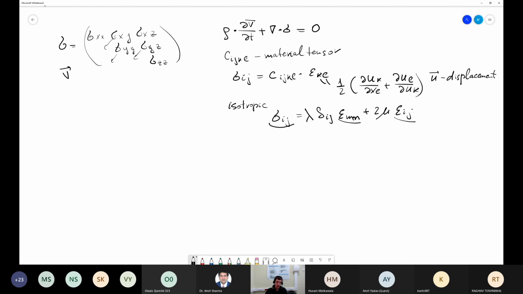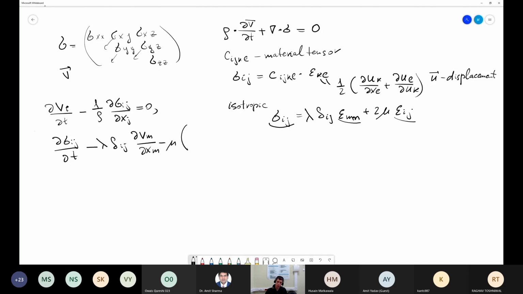the final system for the elastic medium: dv_i over dt, valid for vx, vy, and vz, minus 1 divided by rho, d sigma ij over dx_j, this member of the equation is equal to 0. For simplicity, we will not put the external force here. And d sigma ij over dt minus lambda delta ij dv_m over dx_m minus mu multiplied by dv_i over dx_j plus dv_j over dx_i is equal to 0.